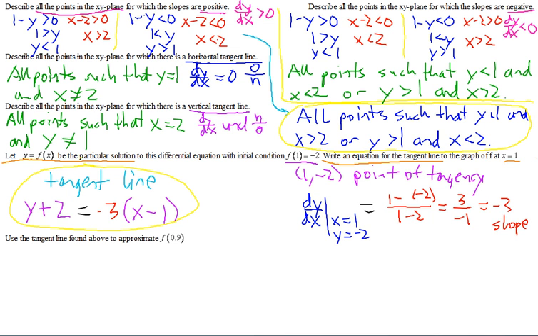Okay. Then it says use the tangent line found above to approximate f of 0.9. So we just have to substitute in 0.9 for x. Notice that's really close to our point of tangent at an x coordinate of 1. This is where we use local linear approximation, which is using the tangent line to approximate. So we just have y plus 2 equals -3, 0.9 minus 1.